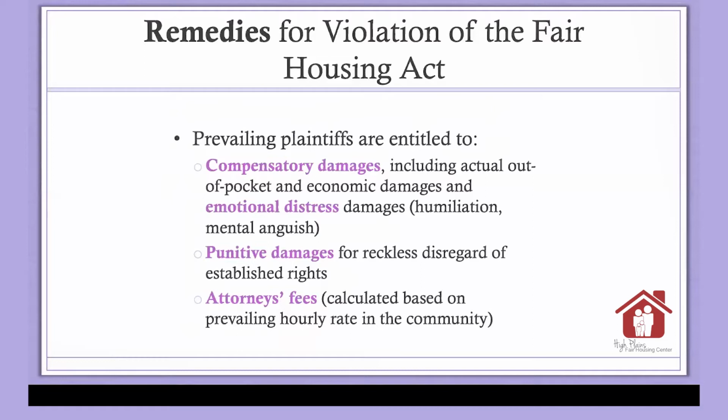Also punitive damages, where it is shown that the defendant recklessly disregarded the established civil rights of the aggrieved party. And since the Fair Housing Act was enacted in 1968, the civil rights protected under the Fair Housing Act are very well established. Also, prevailing plaintiffs are entitled to recover attorney's fees that are calculated based on the hours spent by their lawyers and the prevailing hourly rate for attorneys in the community.